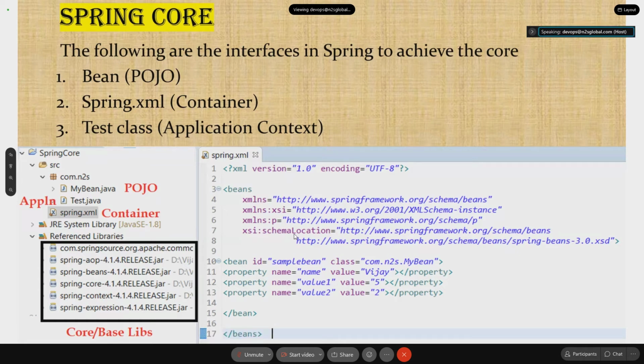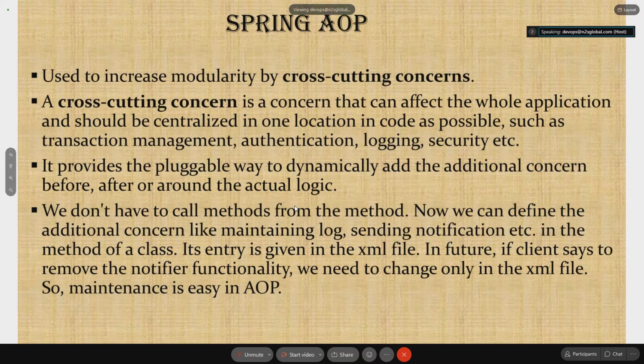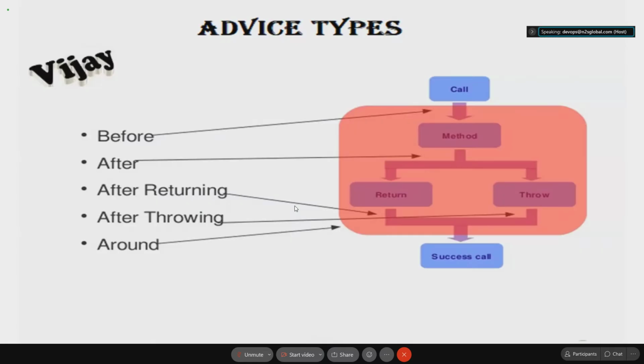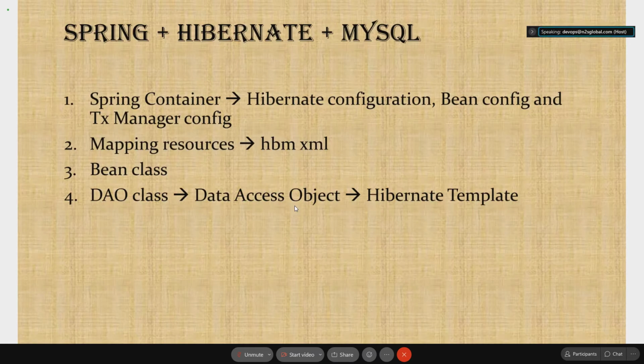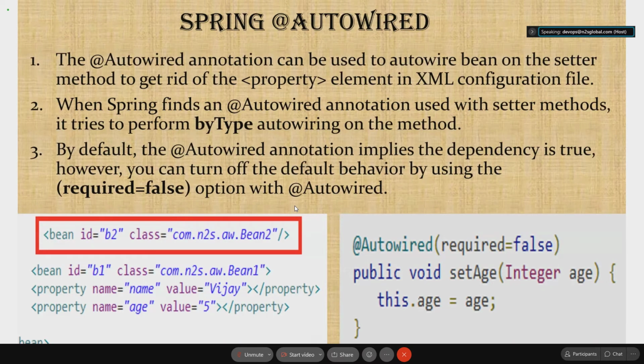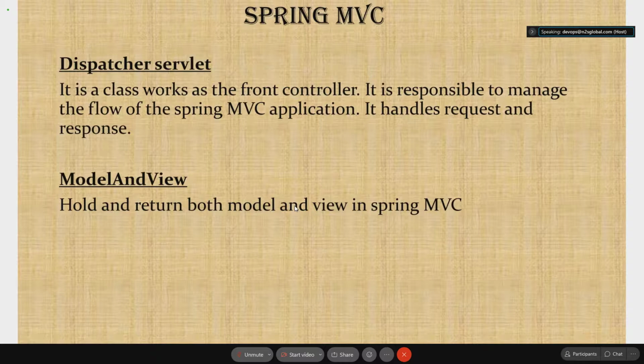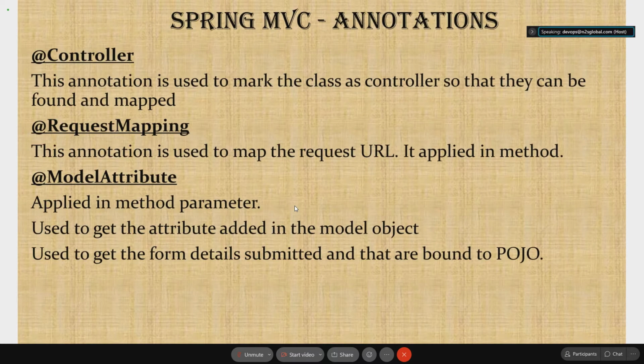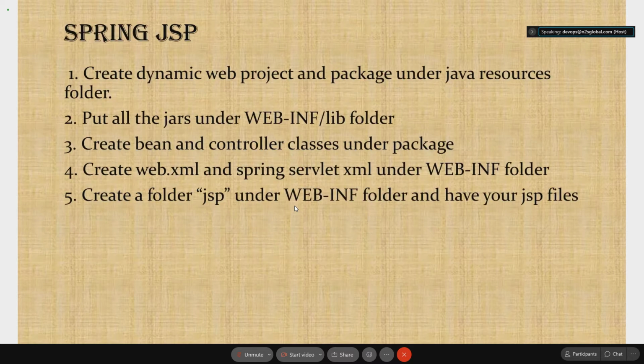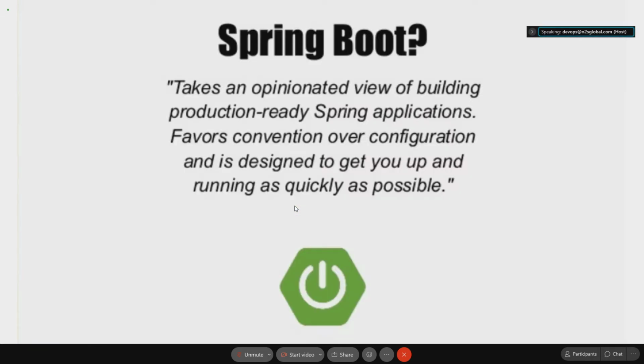And under Spring, we will be seeing so many modules. What do you mean by Spring AOP? We will be seeing, and how you can do a setup with Spring plus Hibernate plus MySQL. We are seeing one sample. What do you mean by Spring autowired? We are going to see. And finally, your JSP, servlet, Spring MVC also we will be seeing, and annotations. So what are the annotations you are going to use in your class to achieve everything. Okay. JSP. So after that, we will get into Spring Boot.